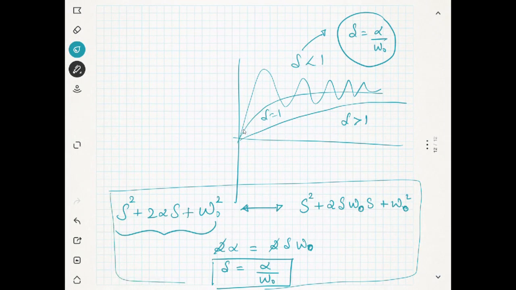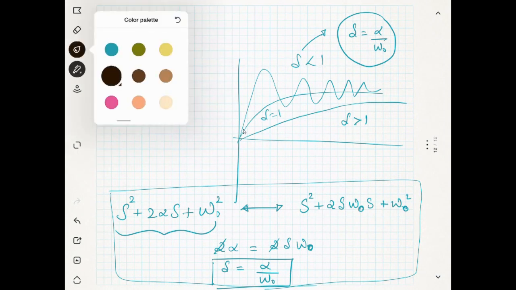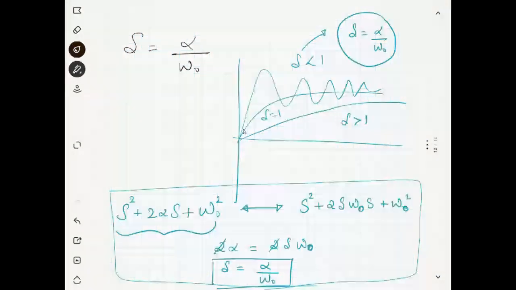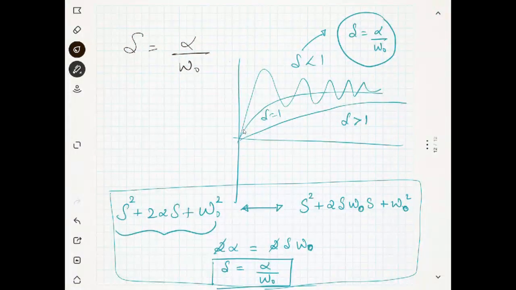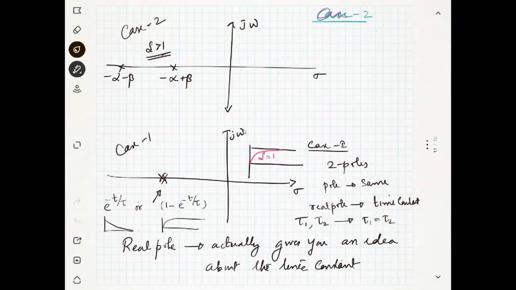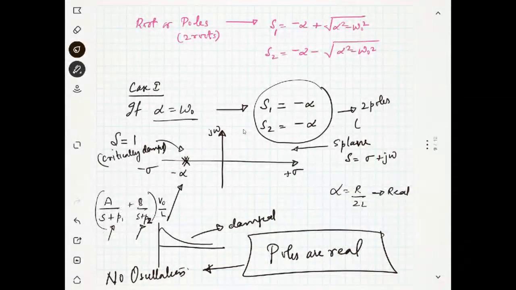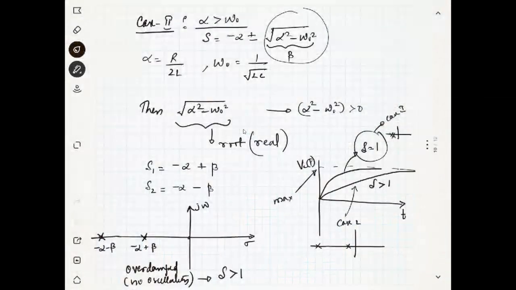So I hope this is clear to you. What is the equation for delta now? Delta equal to, please remember this equation, I will ask you, delta is equal to alpha by omega naught, right? In case one, we have already discussed, alpha equal to omega naught. Case one is alpha equal to omega naught.